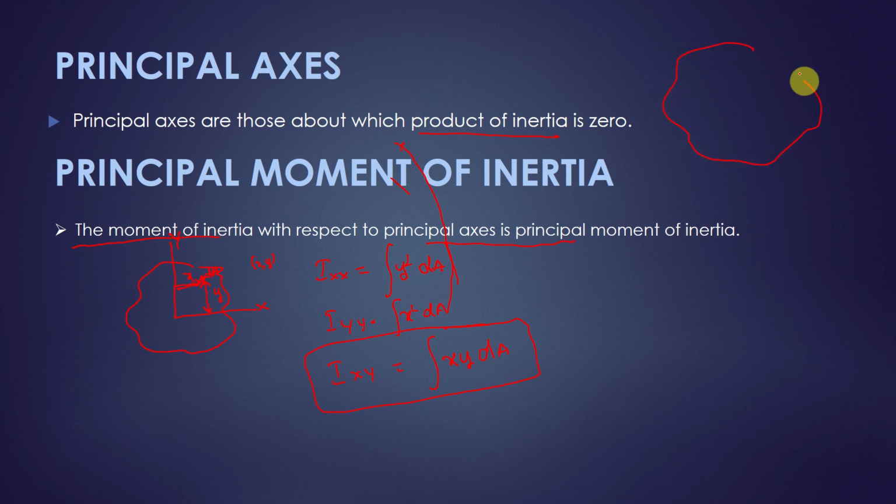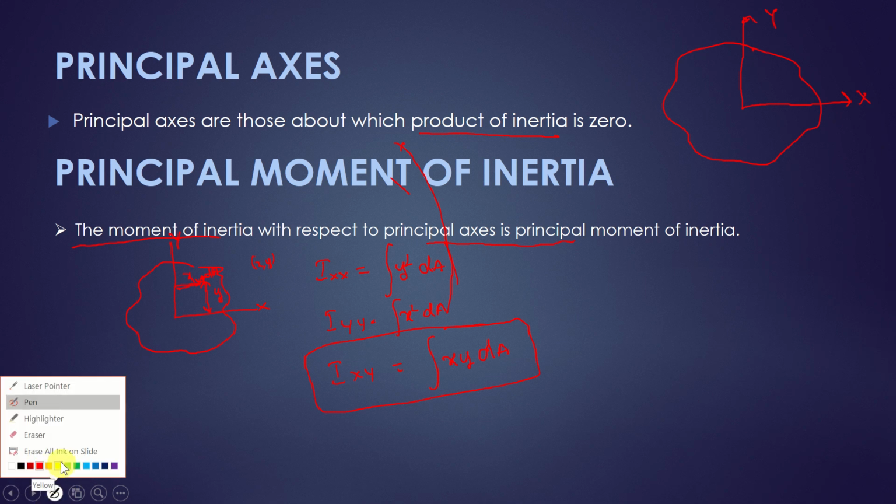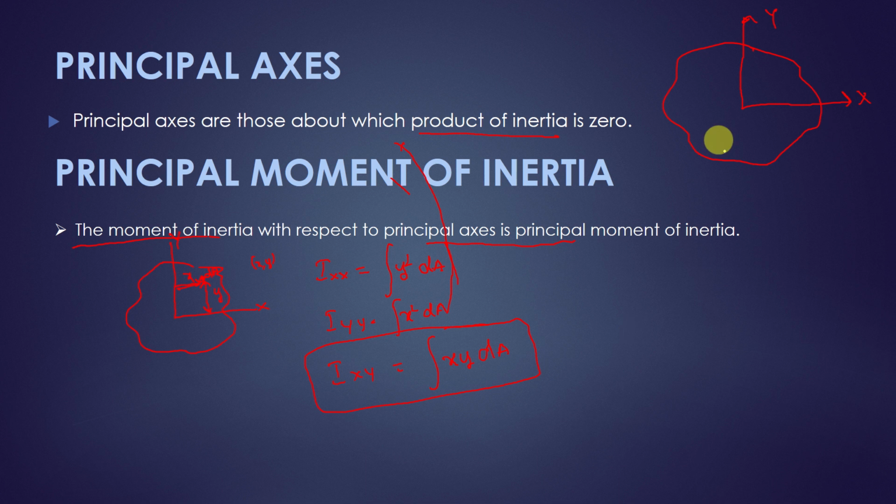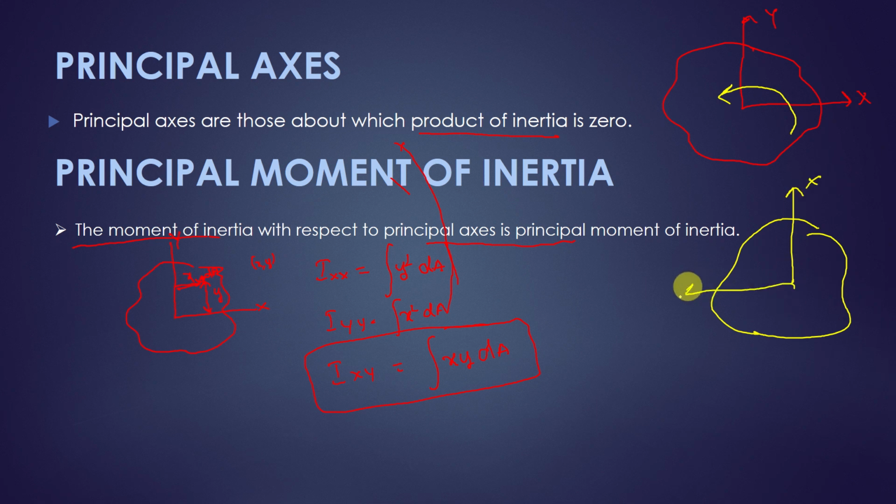Let us have the same body here, and this is x and this is y, right? And let me shift the new axis like this. Okay, let me shift the axis like this, 90 degrees. If I shift this by 90 degrees, what will happen? This will become x and this will become y, and the same element we are considering, dA, will be at the same place. And this has y coordinate plus y and x coordinate negative x.